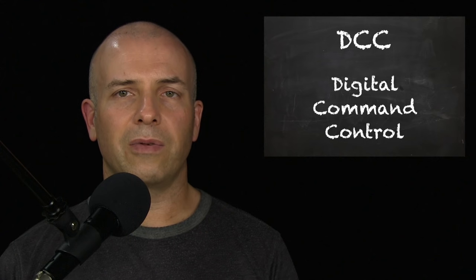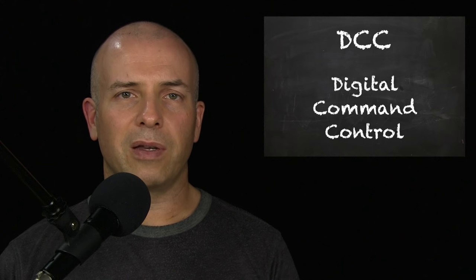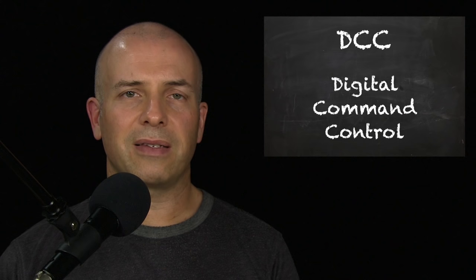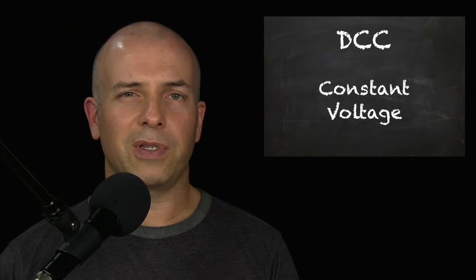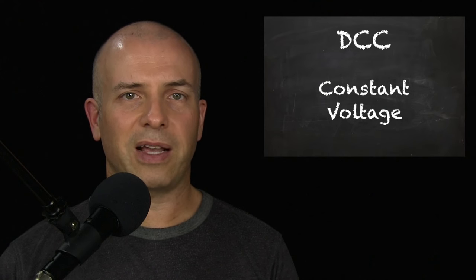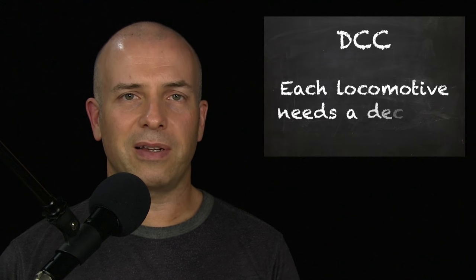So what about DCC? Well, as I said before, it's digital command control. There are a lot of differences, but one of the main differences is that with DCC, it's an AC type current, and you have a constant voltage on the rails. So the control system is not changing the track voltage. The key to DCC is that every engine has a little circuit in it called a decoder. It's like a little computer.